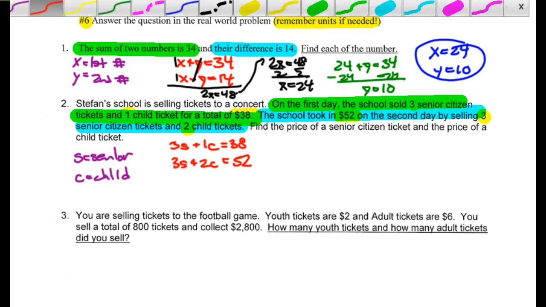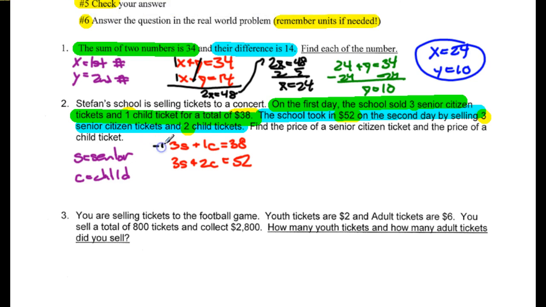Okay, so now I want to start eliminating. Hopefully you slow down a little bit. I can't cross the S's out. They're both 3, but they're both positive, right? So what I need to do is multiply everything by -1, because 3 times -1 is -3. I can multiply either one. You could do the first one or the second one. I'm just going to choose to do the first one. So -1 times 3S is -3S. -1 times +1 is -1C equals -38.